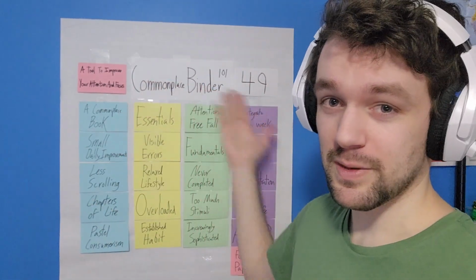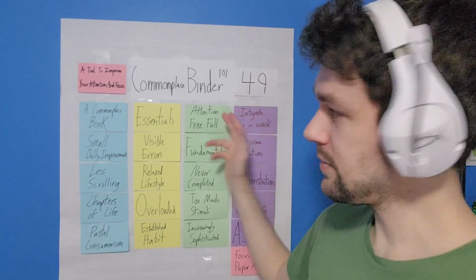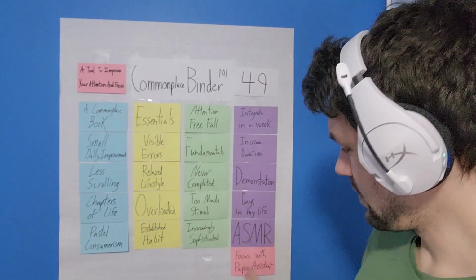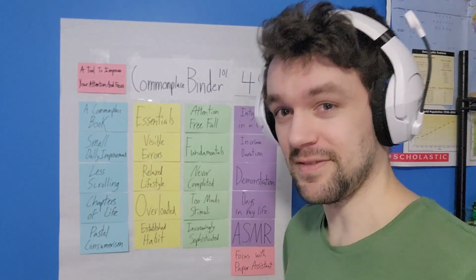So the Commonplace Binder 101 playlist. Obviously this is number 49 of 100 videos. That's this video. That's the next video. We're going to go through these one column at a time, and that'll be it.